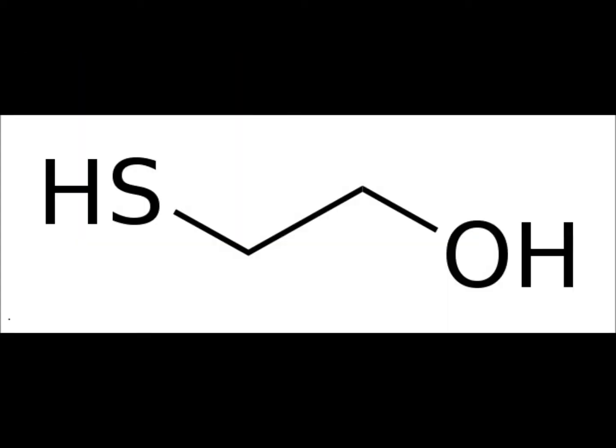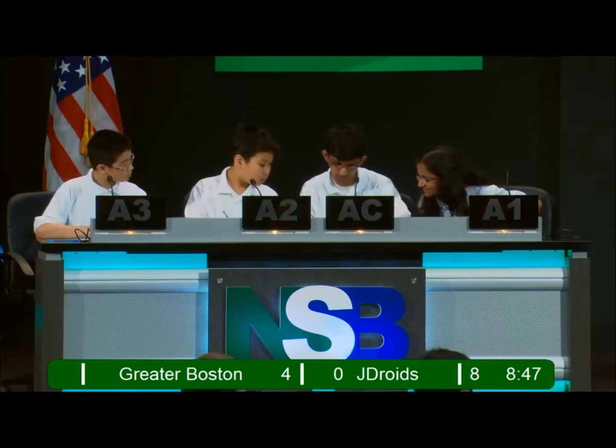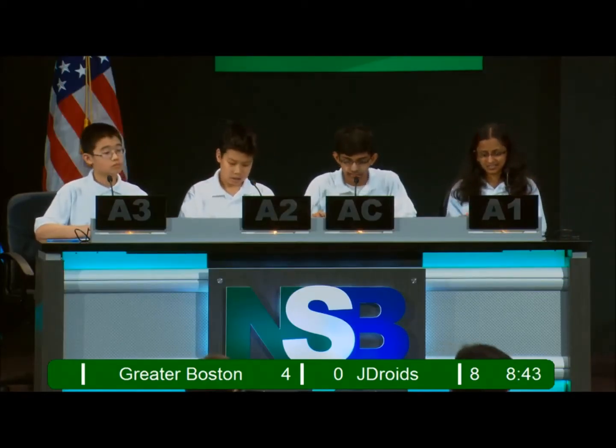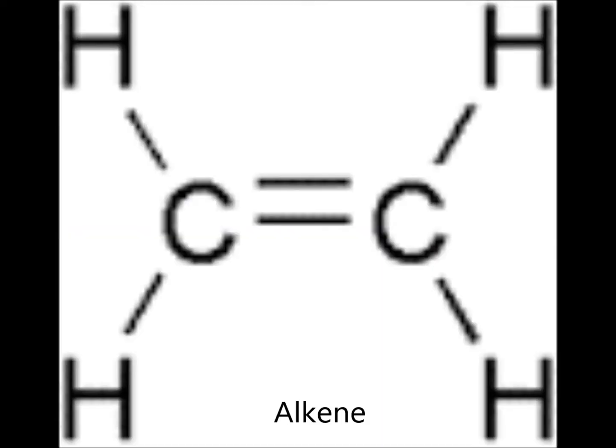This is a really complex question for middle schoolers, but I guess it is the finals of nationals. Anyway, for this question, you need to know the structures of functional groups. Don't be distracted by the long compound name. It has little to do with the question. But this is a picture of it, just in case it helps. Let's see if they get it. Z. Z is correct. What a smart team.